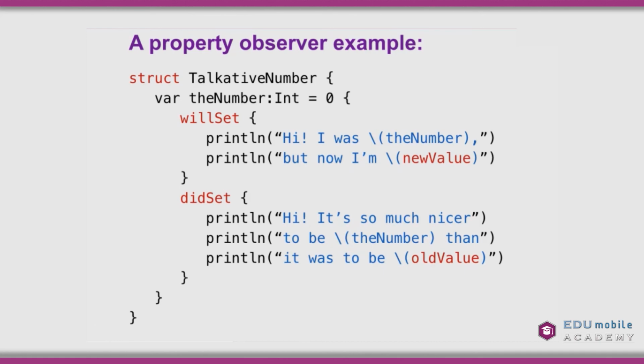So if we set an instance of TalkativeNumber, myTalkativeNumber.number equal to 5, it will say, hi, I was 0, but now I'm 5. And then it will say, hi, it's so much nicer to be 5 than it was to be 0. So both of these sets of statements will be printed out. The willSet happens immediately before the value changes from 0 to 5. The didSet happens immediately after the value changes from 0 to 5.